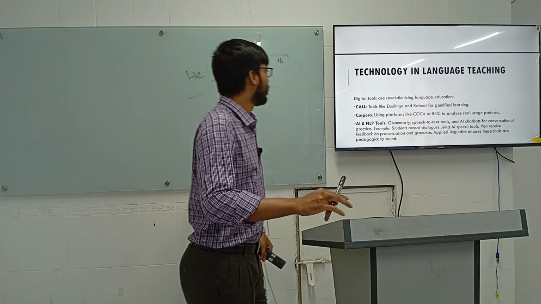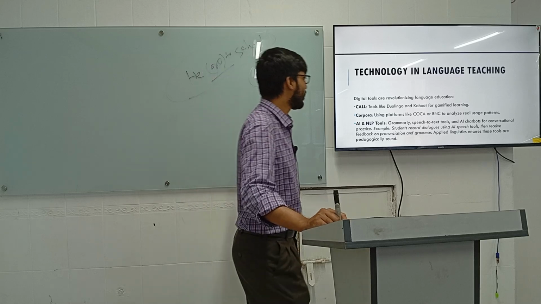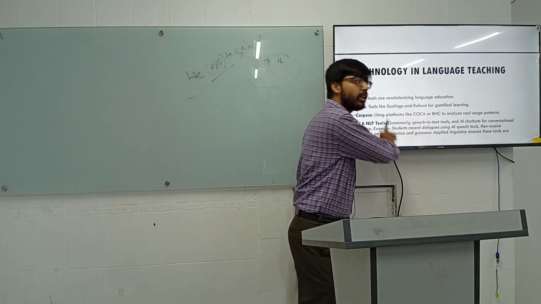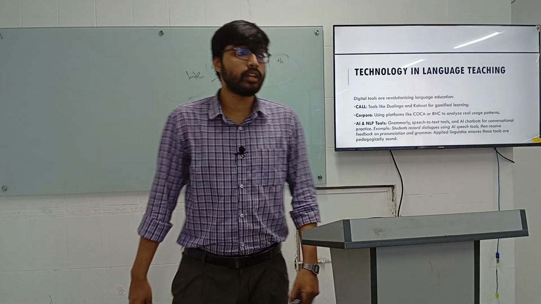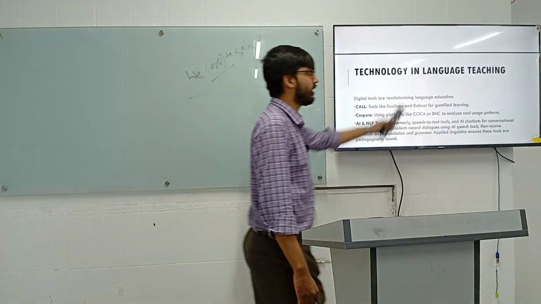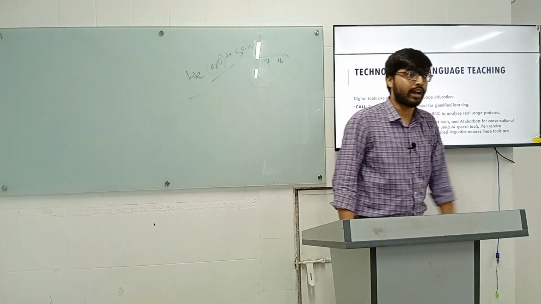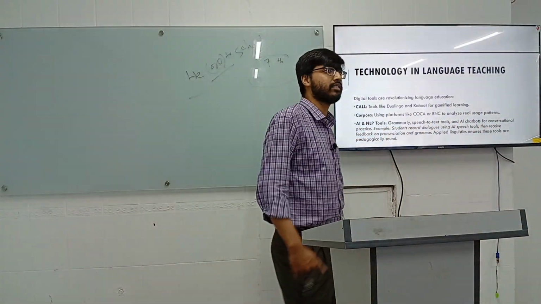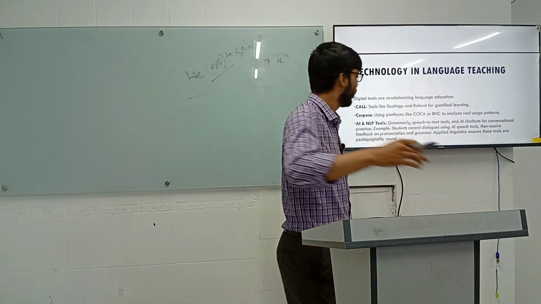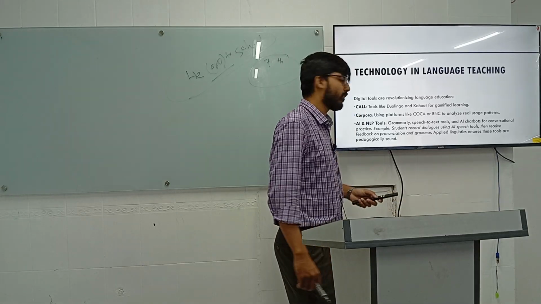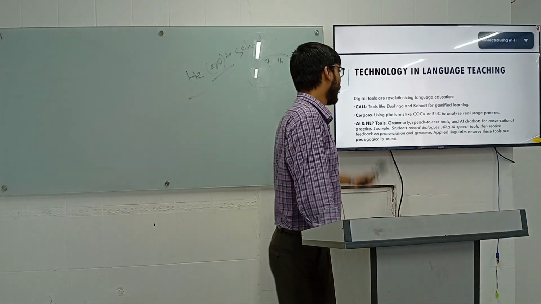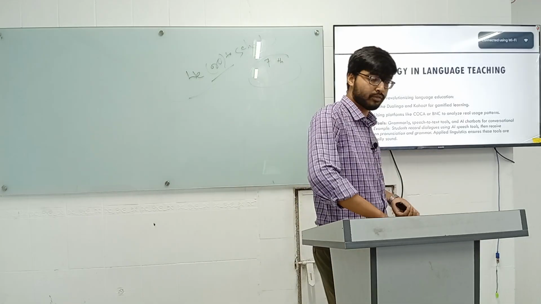Okay. So, Grammarly, speech-to-text tools, and AI chatbots for conversational practice, okay? So these things could prove useful for us in order to teach a language. Is that clear, everyone? We all know that. Come on, you guys are smarter than me, I believe. You guys know these things very well. But CALL is computer-assisted language learning. Okay, AI is artificial intelligence. We already have talked about that.